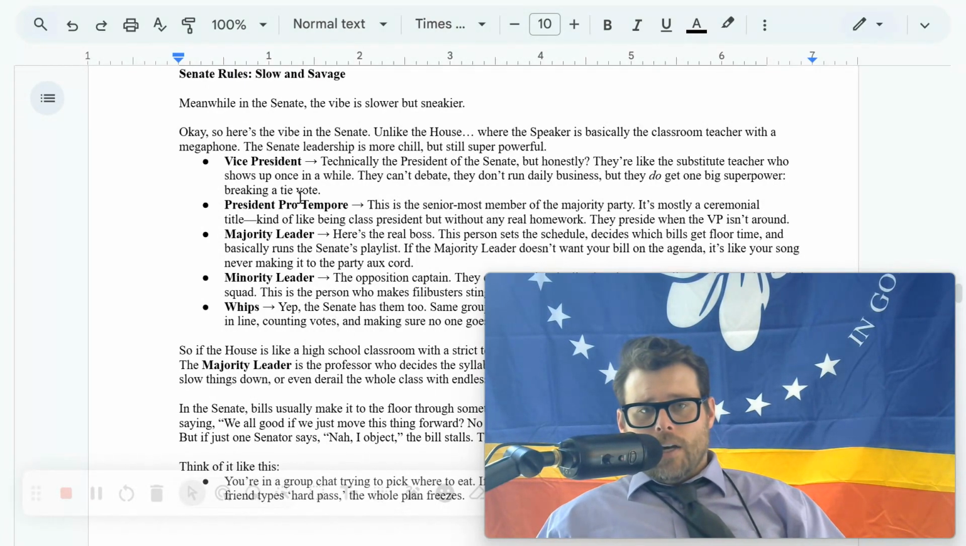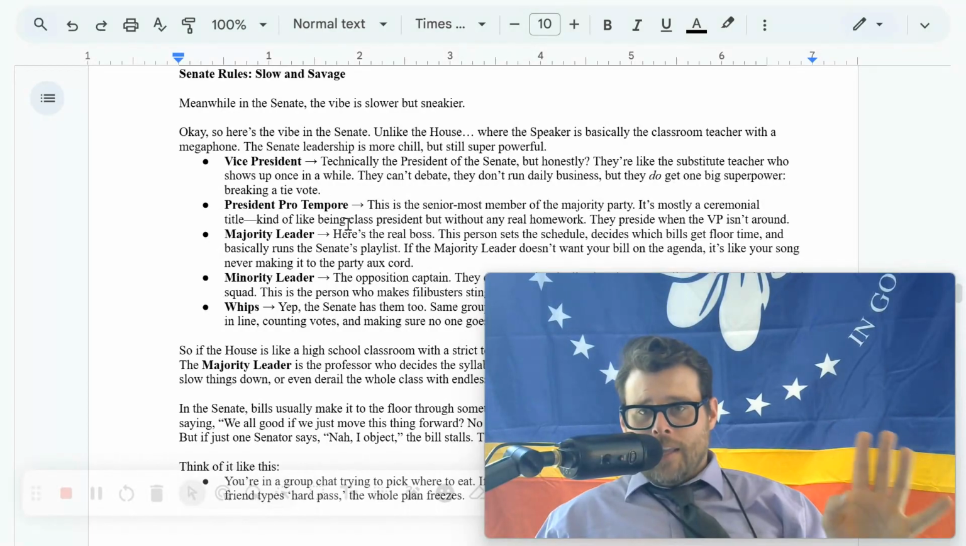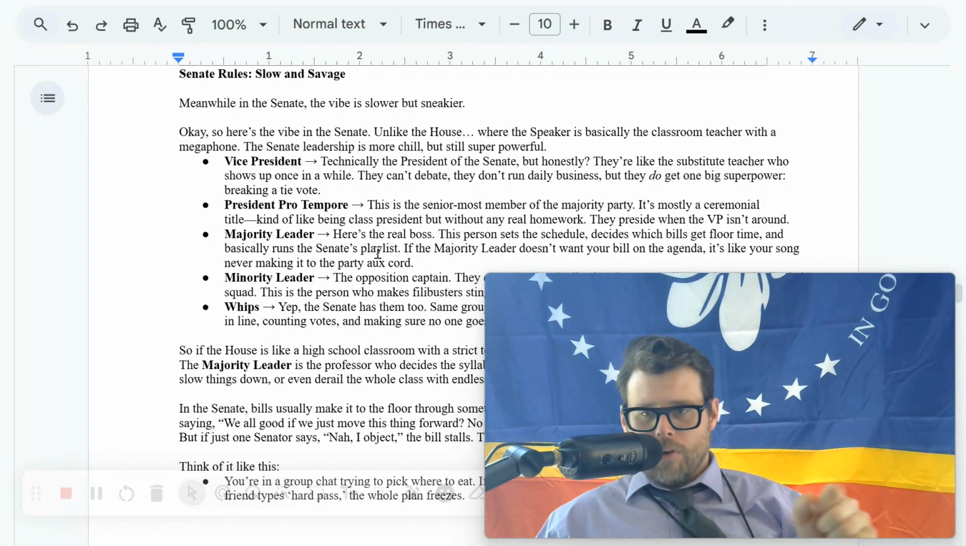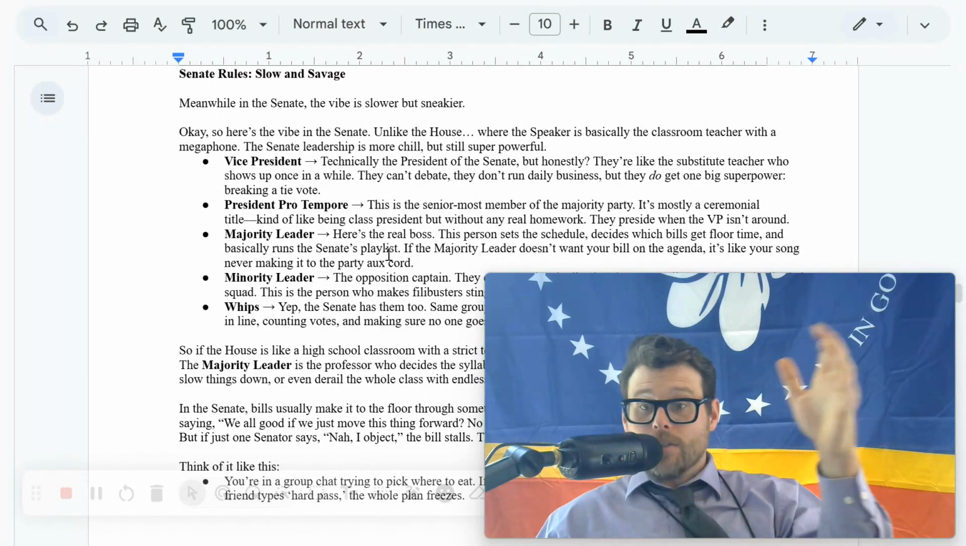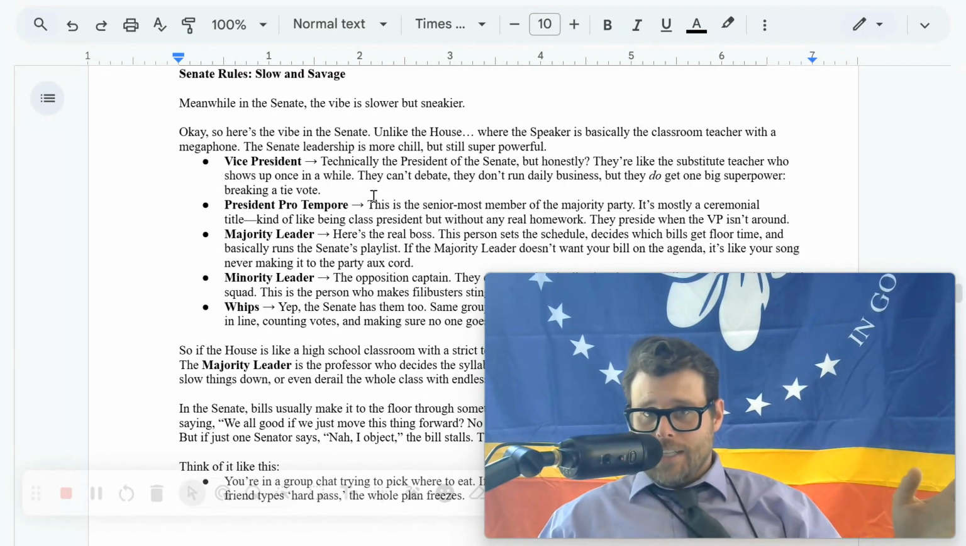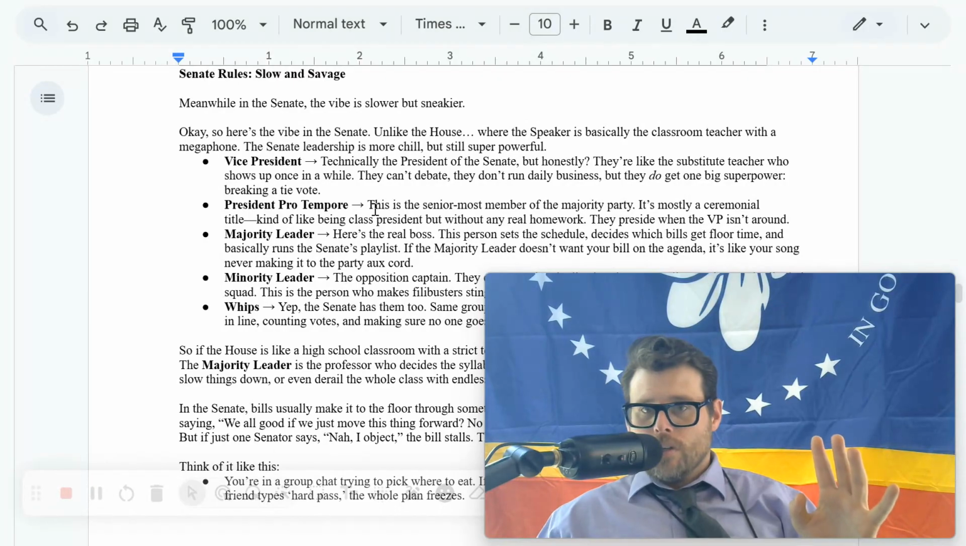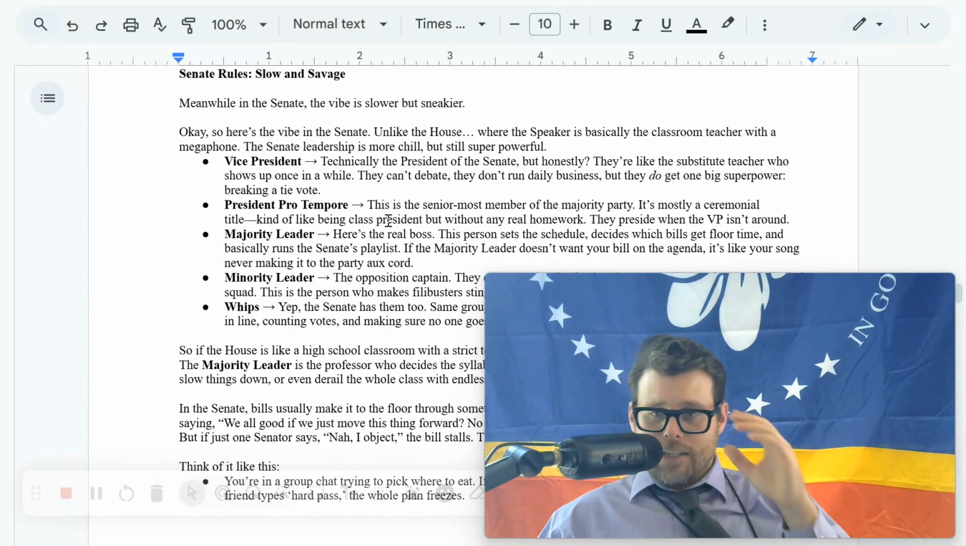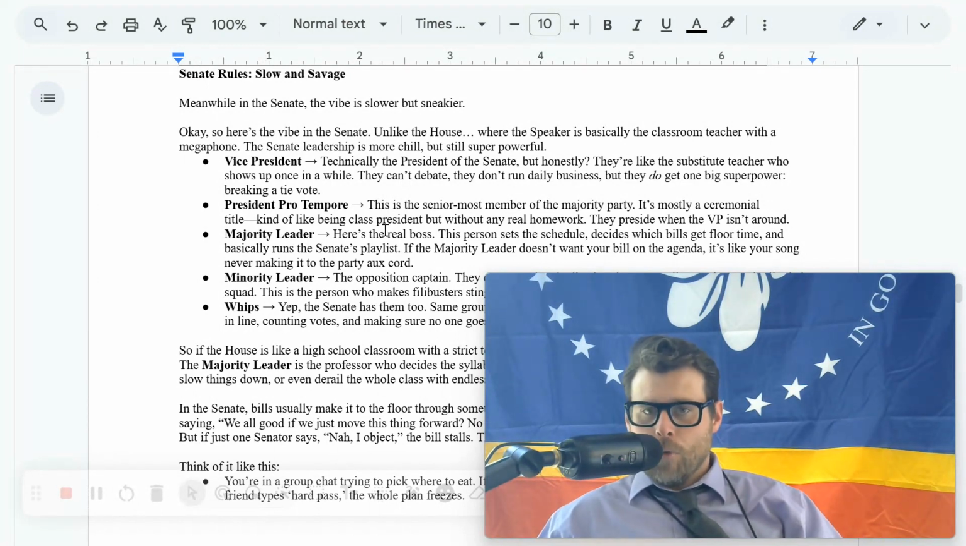So here's the vibe in the Senate. Unlike the House, where the speaker is basically the classroom teacher with a megaphone, right? Sit down, don't talk. The Senate leadership is more chill and still super powerful. So you have the vice president. Now, they're not the most powerful person in the Senate, but their job is important. Technically, they're known as the president of the Senate.